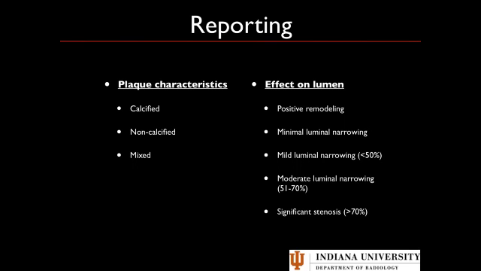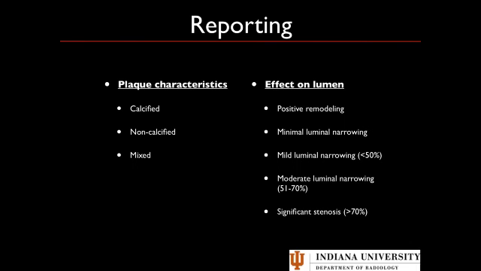In general, we're not good enough to separate out in the non-calcified category the small areas that are truly lipid rich from the fibrous. We can overall do some categorization of plaques as a whole, but to really break down within the plaque, spatial resolution of CT is really just not there. And then we talk about the effect on the lumen. The three main categories I want you to know are mild luminal narrowing, moderate luminal narrowing, and significant stenosis.